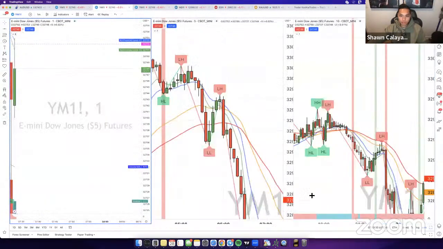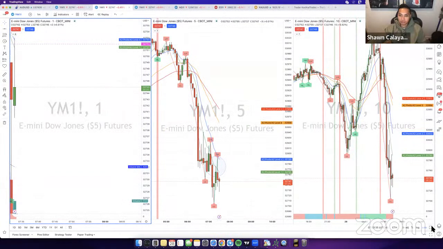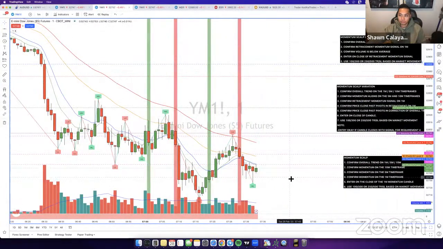Let's see, price is rejecting off the pivot again over here. So we'll see if this ends up pushing down lower, but again, it's right at the news price, which is not a good area to trade in.